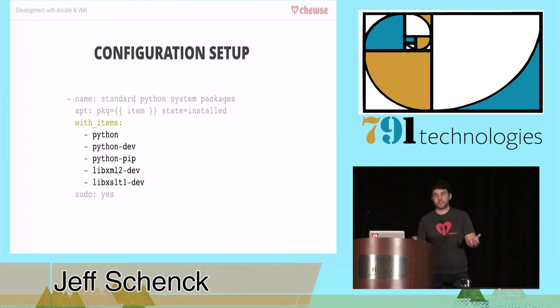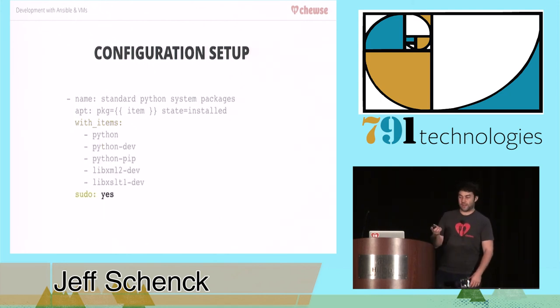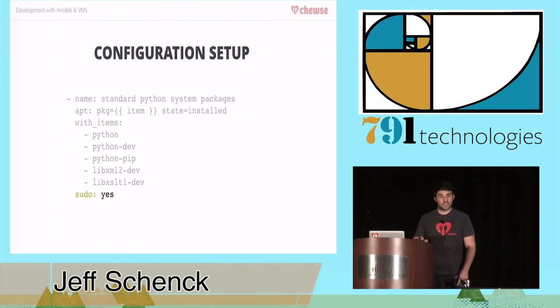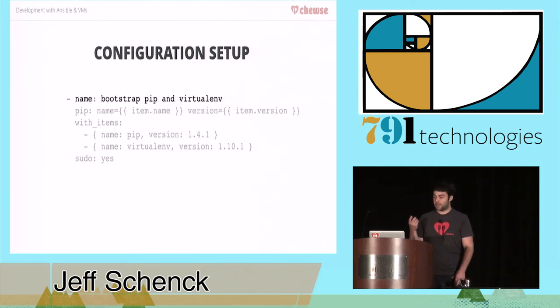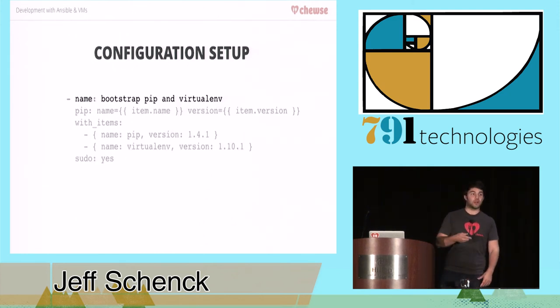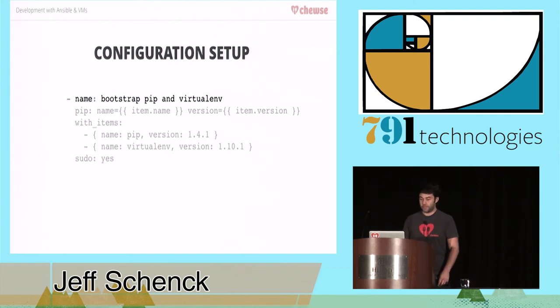But if you know Django's template language, you'll feel right at home. So basically, it's taking each of those items one by one, plopping them in, and doing the APT install for each. And then we sudo the command because that's what you've got to do. So that is how we're installing some standard system-level packages with Ansible. Pretty straightforward. Step two, we're going to bootstrap pip and virtualenv.